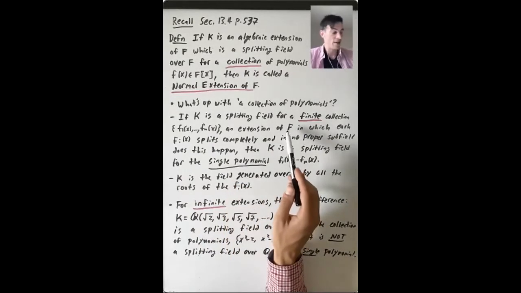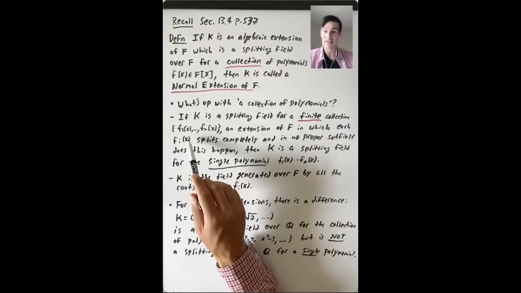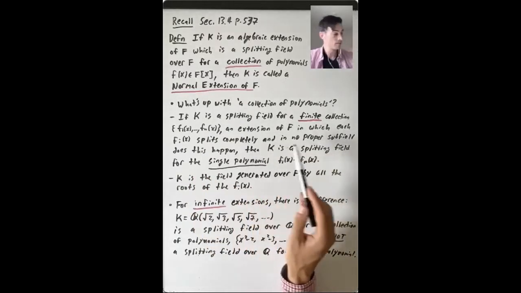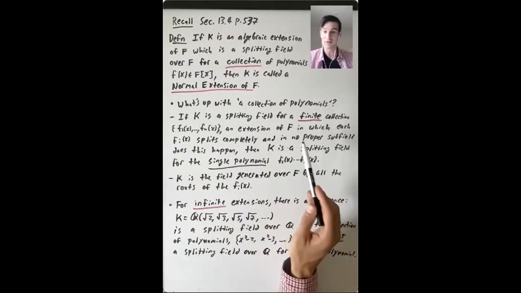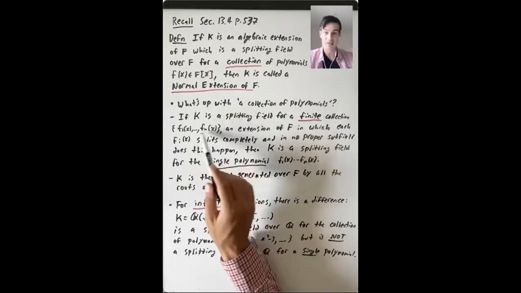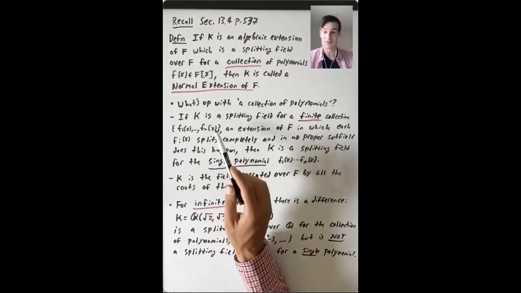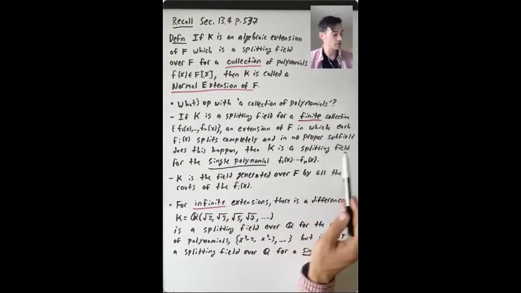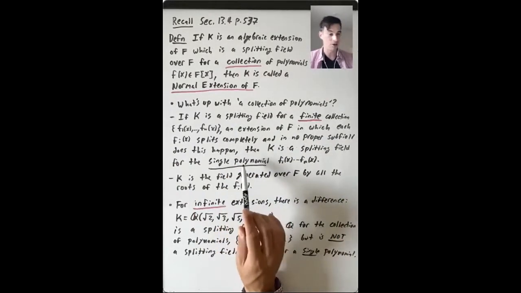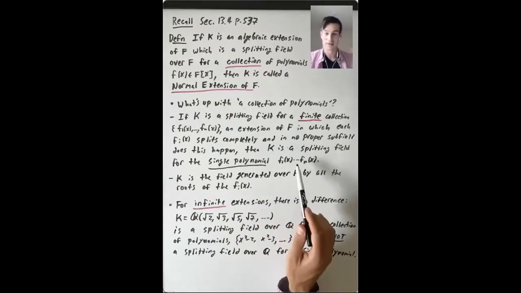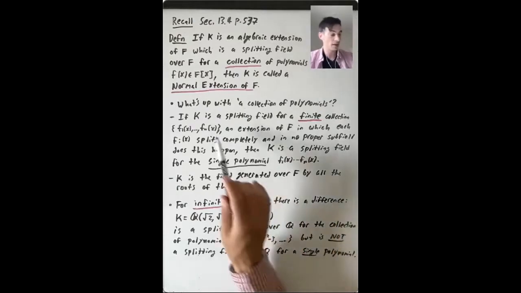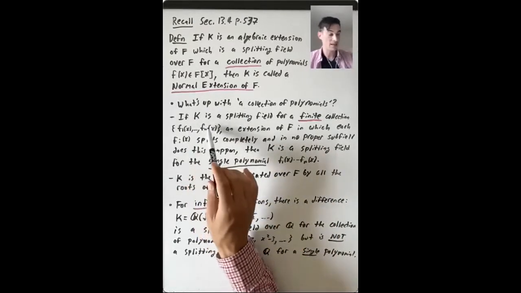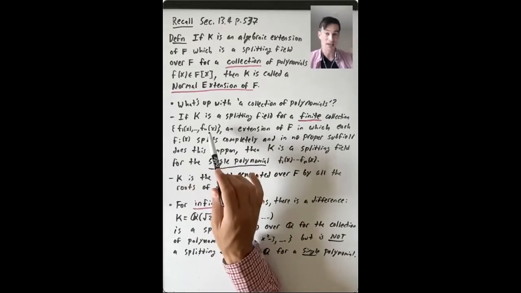K is an extension of F in which each one of these fi(x) splits completely into linear factors, and no proper subfield of K has this property, that each one of these polynomials splits completely into a product of linear factors. But in that case, K is a splitting field for the single polynomial given by their product. So the product is going to split into linear factors if and only if each one of these polynomials in our collection splits into a product of linear factors.